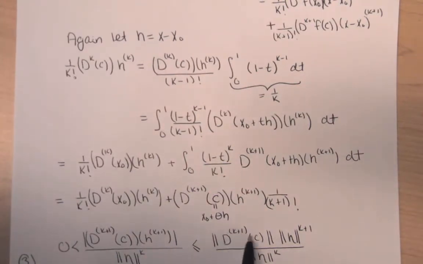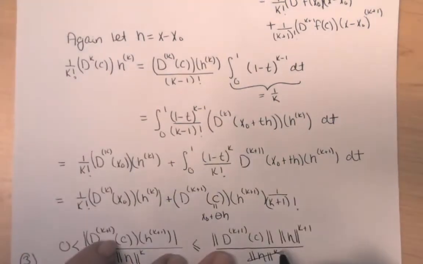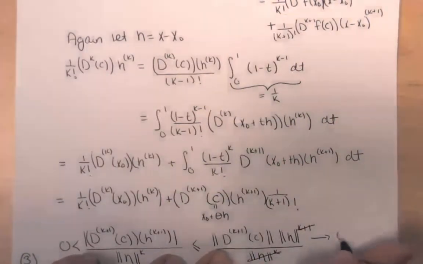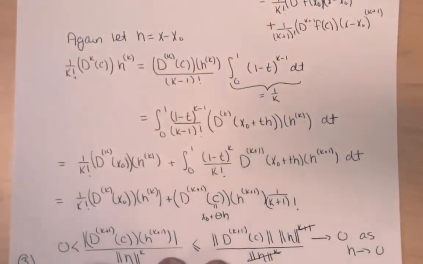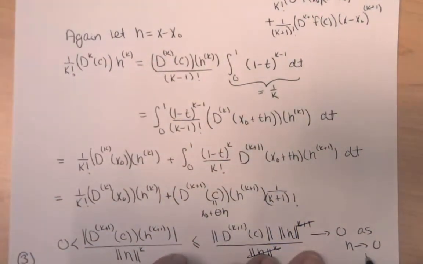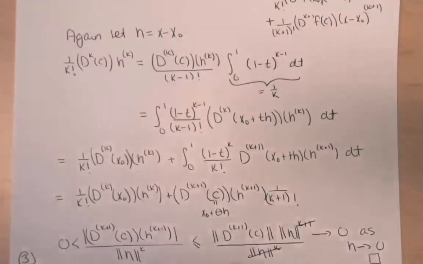And since this is continuous, a norm of a linear operator is bounded on a finite domain. So this is some bounded number. This cancels with this. And of course we see that this goes to 0 as h goes to 0. And now we have satisfied our proof.